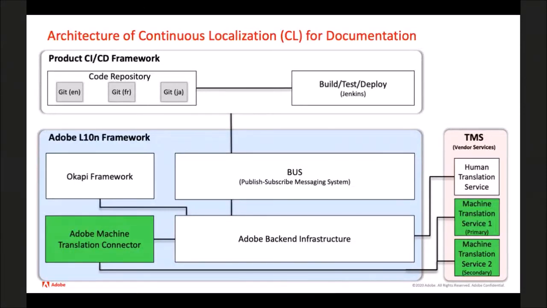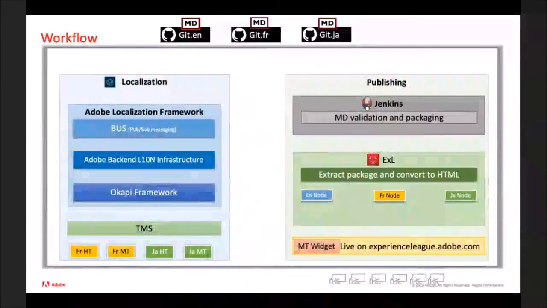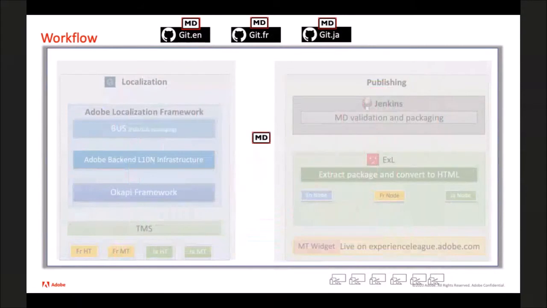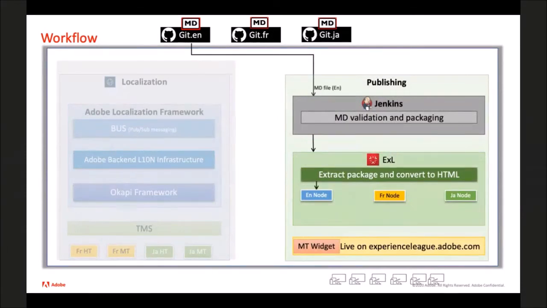So here I'll walk you through the workflow, how exactly things move around in our system. Let's say an author grabs a file from the Git repository and edits are made. He or she submits the file back to the Git repository. As soon as the file is submitted, Jenkins gets notified. It grabs the file, validates and packages the file, and then deploys to our publishing environment, where it gets extracted and converted to HTML.